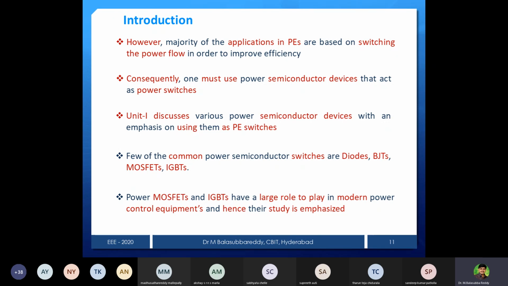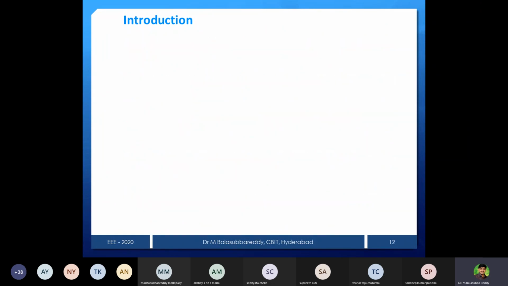Power MOSFET and power IGBT have a large role to play in modern power controllers, because the IGBT is an efficient device for all inverter applications. Generally we'll use IGBTs, but in our home inverters, of small rating, less than 1 kVA, they will use MOSFETs rather than IGBTs, because these are cheaper. The ratings are also less, because our inverter rating is small, so we can use a MOSFET. And we can see the impact of the IGBT and all in this unit.